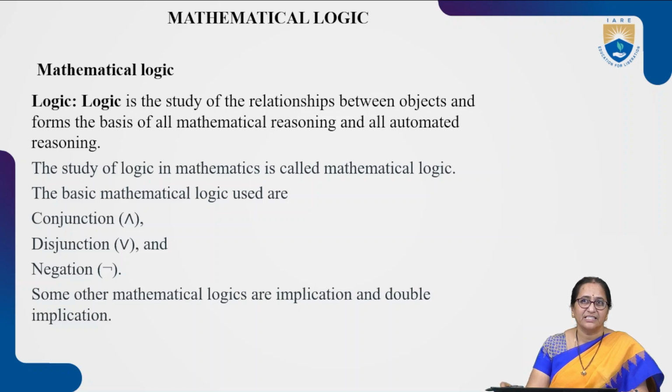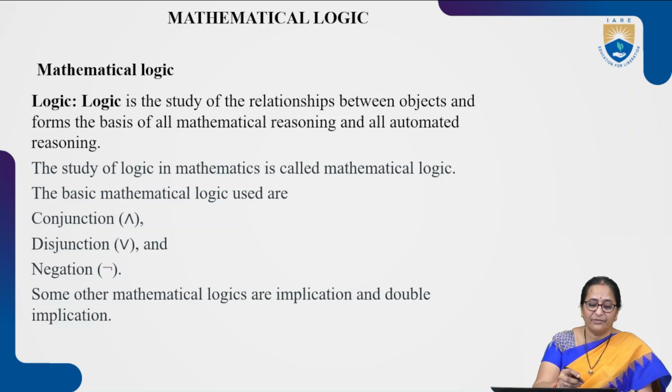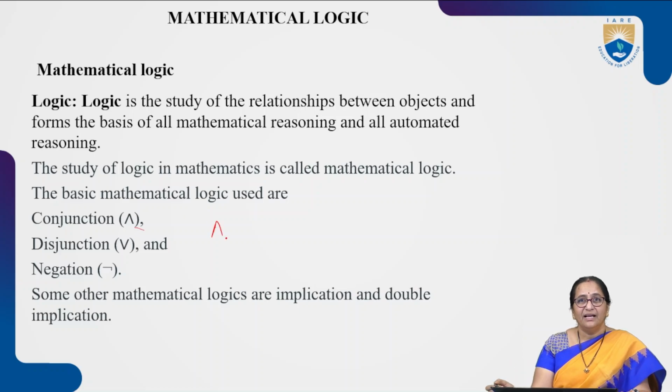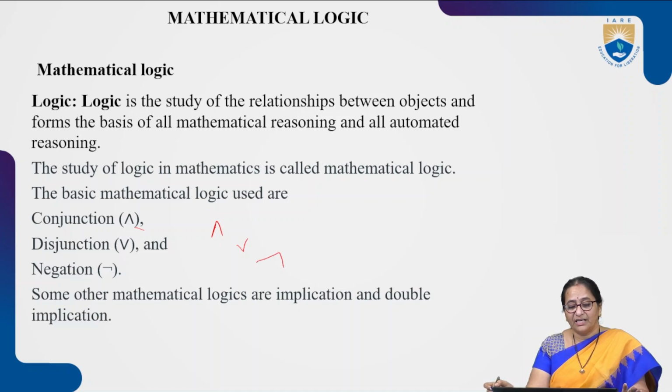Logic is the study of relationships between objects and forms. It forms the basis of all mathematical reasoning and all automated reasoning. The study of logic in mathematics is called mathematical logic. Here we are using conjunction, disjunction and negation. Conjunction we define with the cap symbol, disjunction we represent with V, and negation has its own symbol. Some other mathematical logics are implication and double implication.